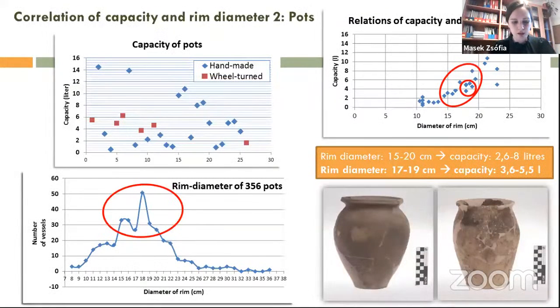As an outtake, I would like to show you that this attempt was not a failure because it could be useful for other pottery types. I examined also the correlations of capacity and diameters of the pots. As you can see, we have a strong correlation here. It can be stated that the most frequent capacity of pots could have been between 2.5 and 5.5 liters. From this data, it seems that the size of the households, I mean the people who regularly ate together, could have been quite large.